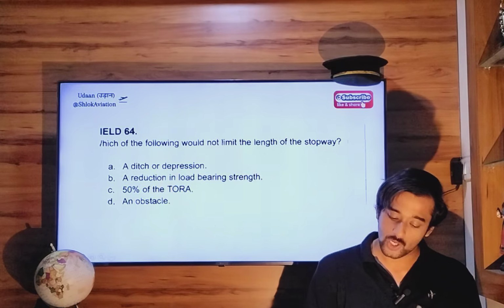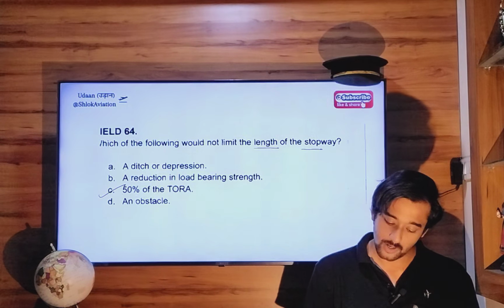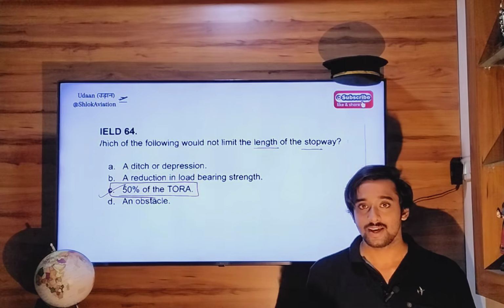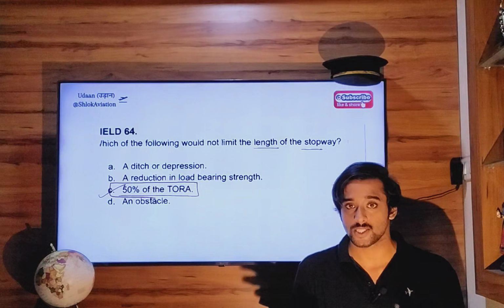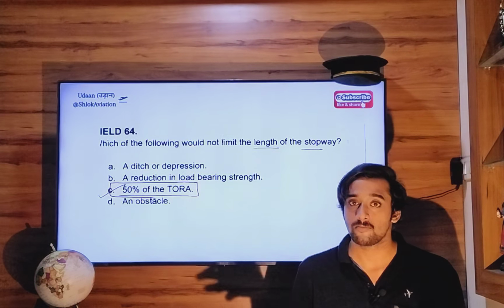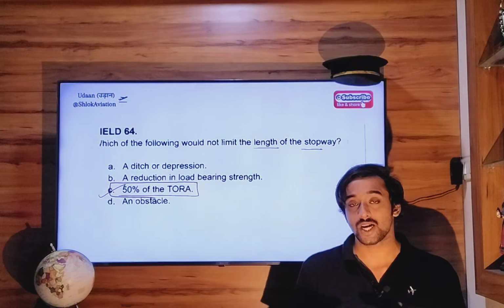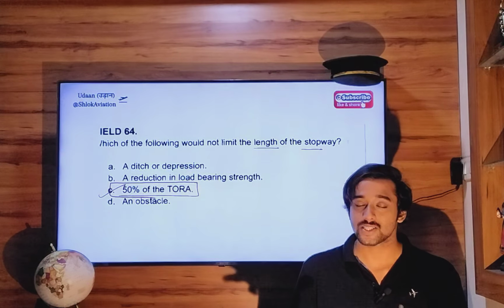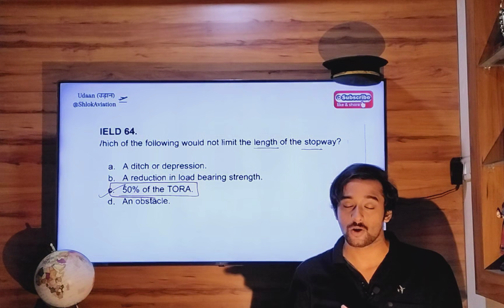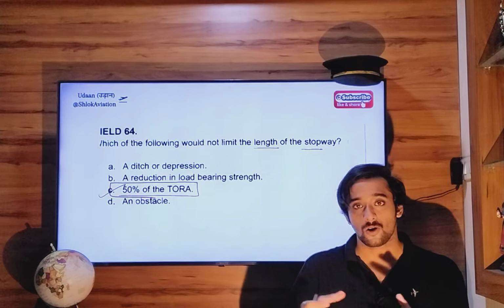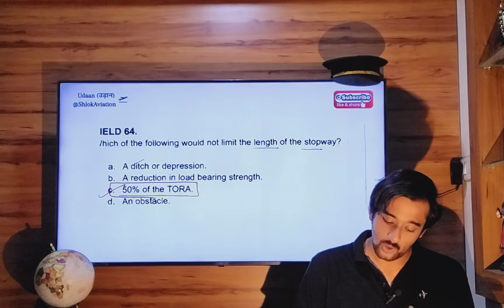Which of the following would not limit the length of the stopway? So option Charlie. This 50% of the takeoff run available is a limitation imposed on clearway. Your clearway can't exceed 50% of your takeoff run available. All the other options: a ditch or depression, whatever that is, will be a restriction or limitation on construction of a stopway. Okay, so that is one thing. A reduction in load bearing strength.